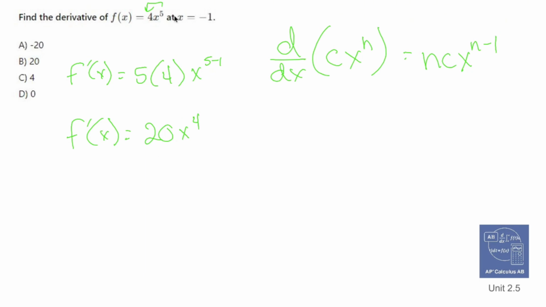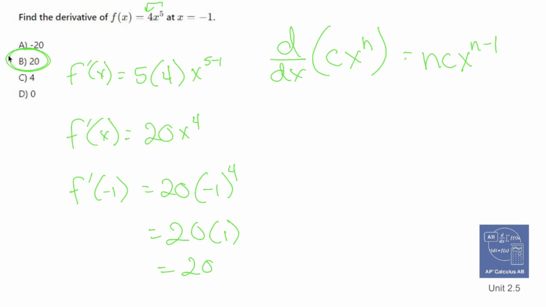Now I'm going to take my x and make it -1. So f prime of -1 is going to equal 20 times -1 to the fourth power. -1 to the fourth power is just 1, and 20 times 1 is 20, so the answer in this case is B.